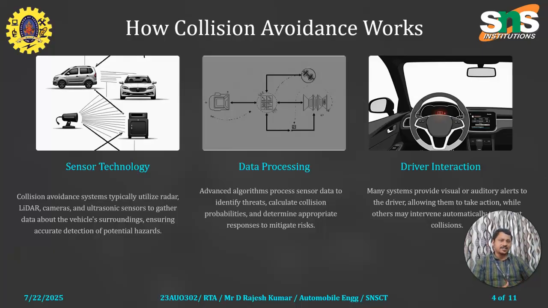Then the interaction part, that is the third part. Many systems provide a visual or audio alert to the driver. For example, in the blind spot, if there is a vehicle approaching from behind that is not seen in the mirrors, the blind spot detection uses the input of the ultrasonic sensor and alerts the driver that a vehicle is approaching from behind at some distance. This is how the system works: it takes the input of the sensor, processes it through the ECU, and then interacts with the driver.